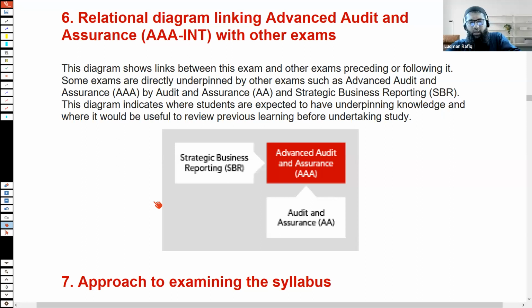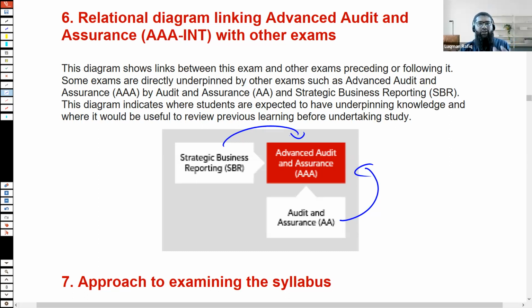Now, you could see that there is a connection of AAA with the SBR, and a connection of the AAA with the audit and assurance. So AAA has a connection with the SBR paper, and also with the audit and assurance paper. A lot of students think that AAA is just an advanced version of audit. But what I tell them is that AAA is not just the advanced version of the audit. It actually is an advanced version of SBR also.